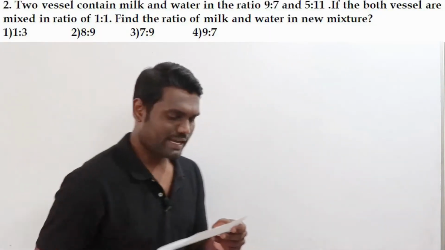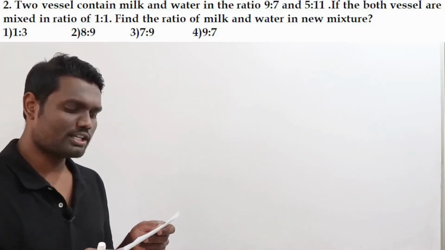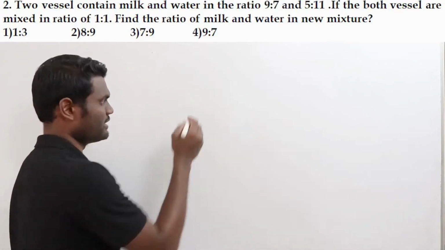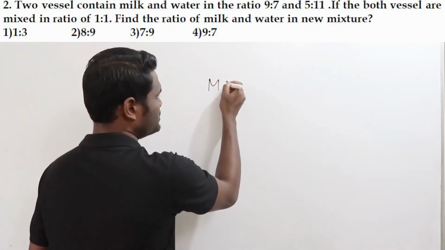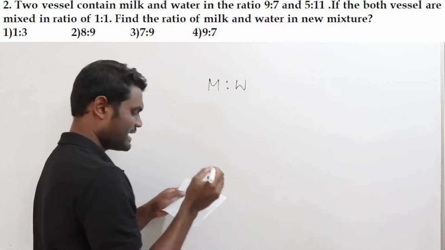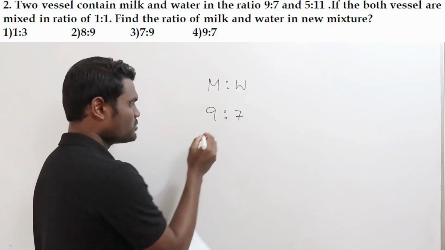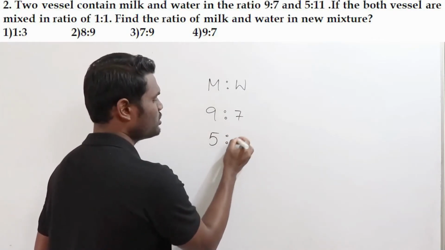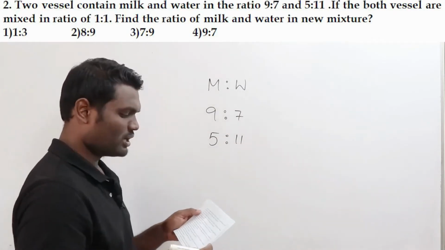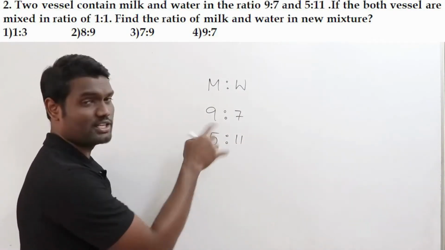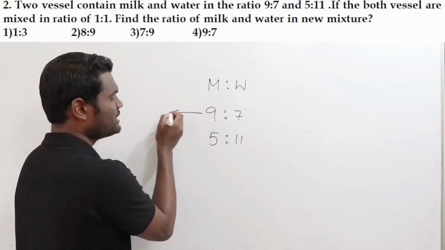So next example, it was saying in this way, 2 vessels, milk and water in the ratio 9:7 and 5:11. So milk to water ratio, first vessel is 9:7, and next vessel it is 5:11. Now you're asked to find, if both of them are mixed in the ratio 1:1, what is the new mixture ratio.